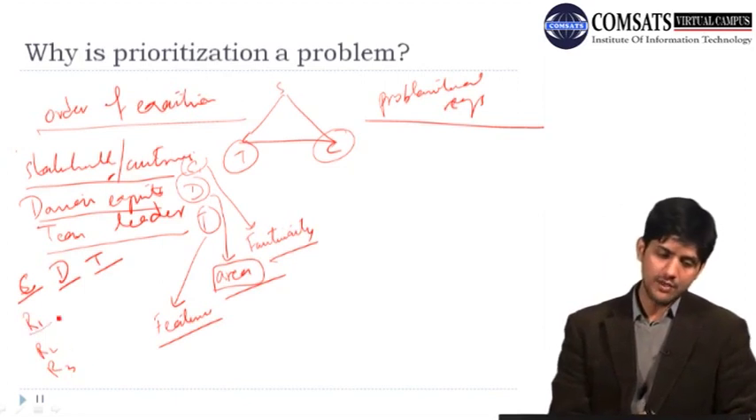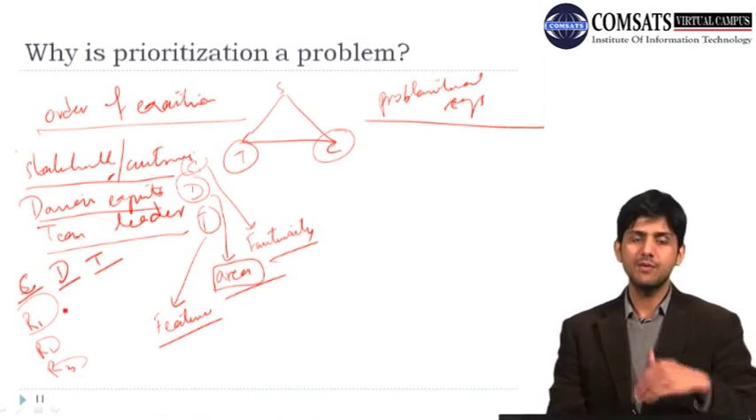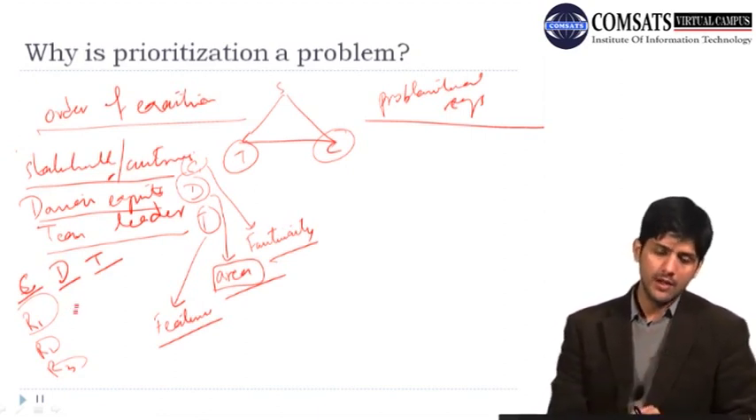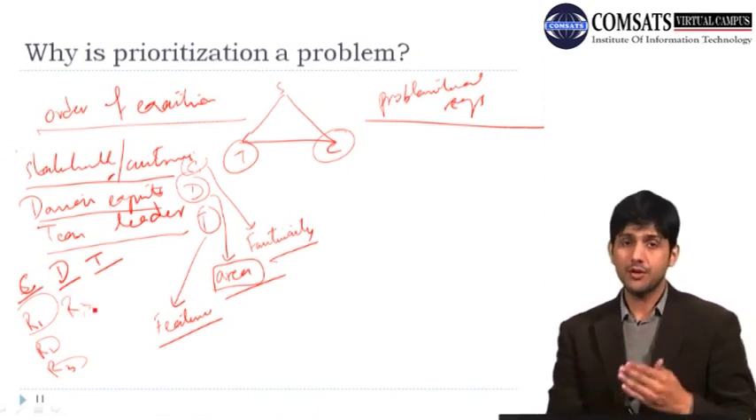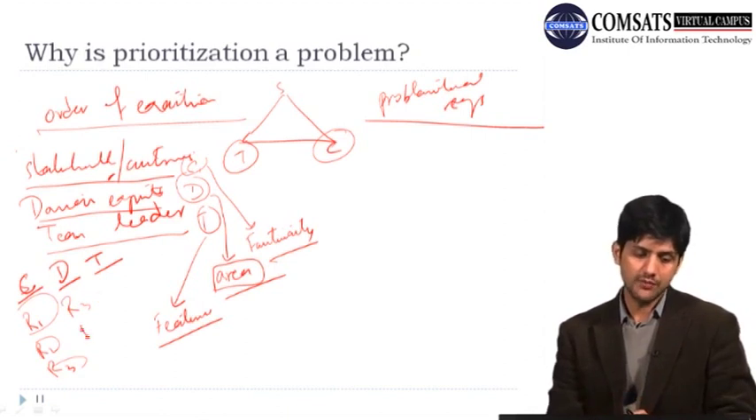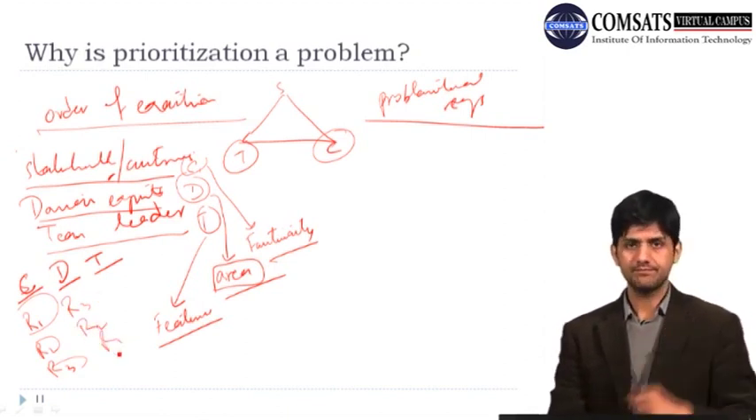He wants R1 to be done first, R2 to be done second, and R3 to be done in third place. Whereas when we talk to the domain expert, he says, no, R3 is usually the most important thing when you talk about these kinds of projects. This should be done first, and then R2, and then R1.